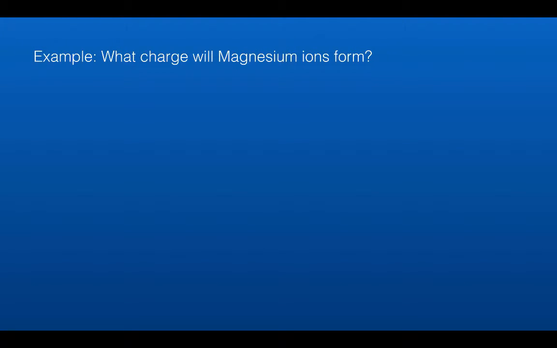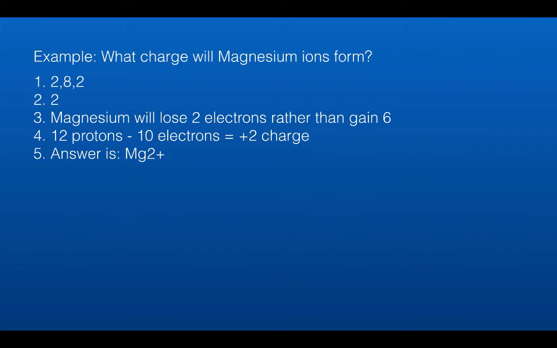For example, what charge will magnesium ions form? Number 1, the electron configuration is 2, 8, 2. There are 2 electrons in the valence shell. Magnesium is most likely to lose 2 electrons rather than gain 6. 12 protons minus 10 electrons equals a 2 plus charge. The answer is Mg2+.